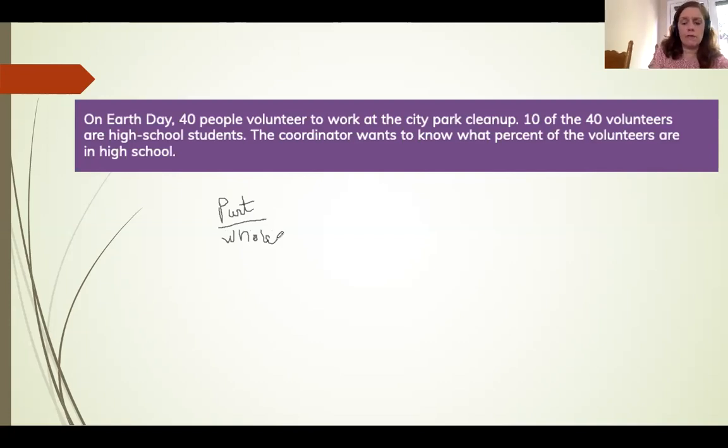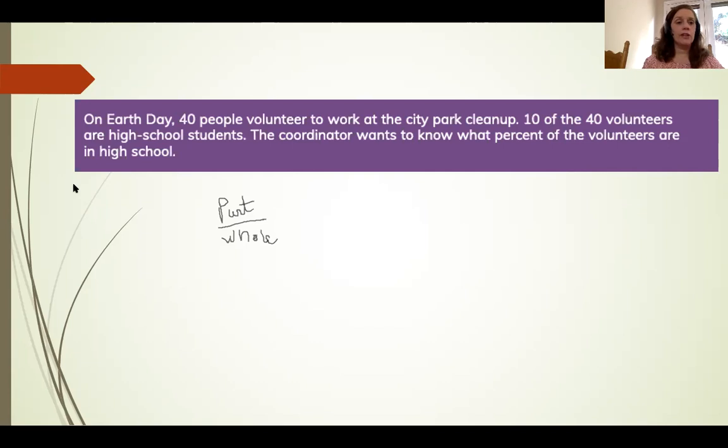So when we have part over whole, looking at the problem, we'll just start with this one. On Earth Day, 40 people volunteered to work at the city cleanup. 10 of the 40 volunteers are high school students. The coordinator wants to know the percentage of volunteers that are in high school.